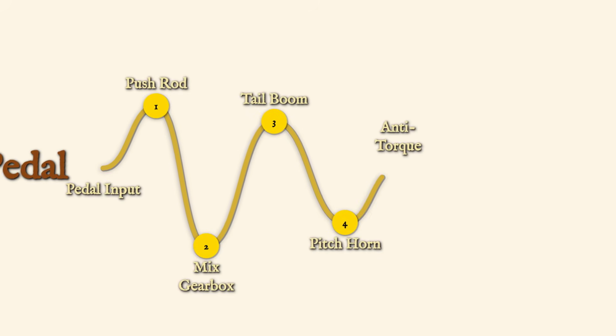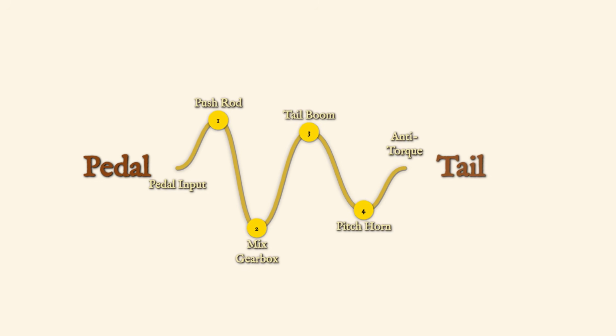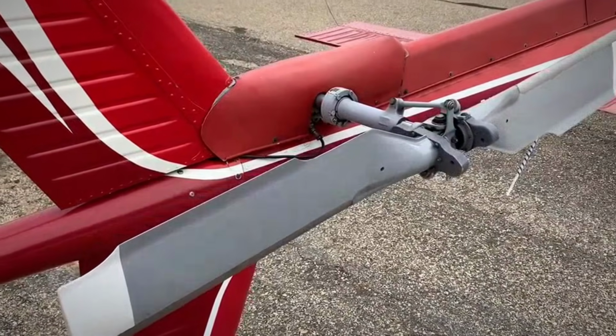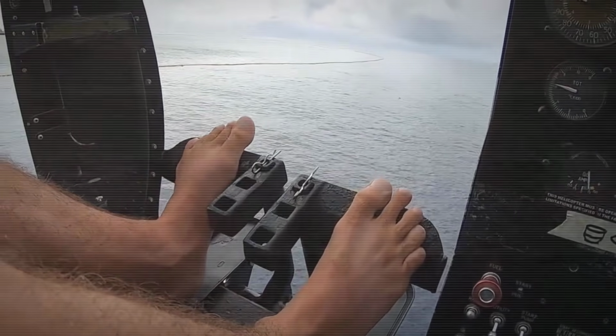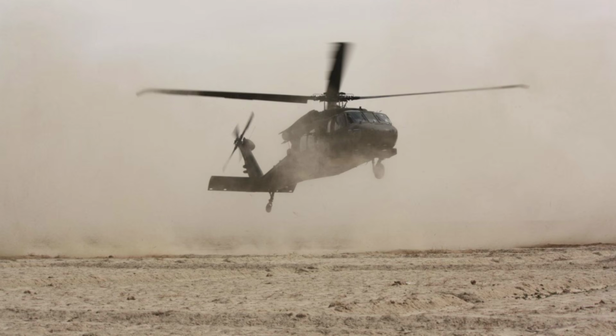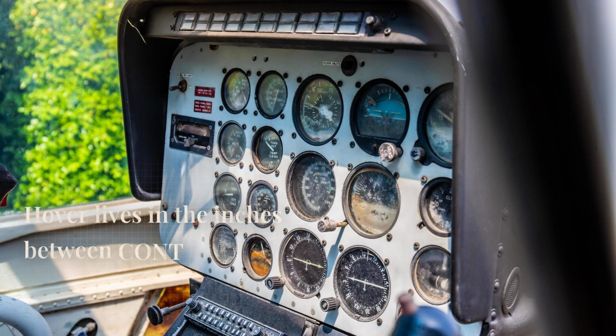Pedal movement travels through a mixing gearbox, translating a few centimeters of foot pressure into a precise change in blade pitch at the tail. Even in a stable hover, the pilot's feet are alive with corrections, fighting drift and gusts, chasing the invisible line between control and chaos.